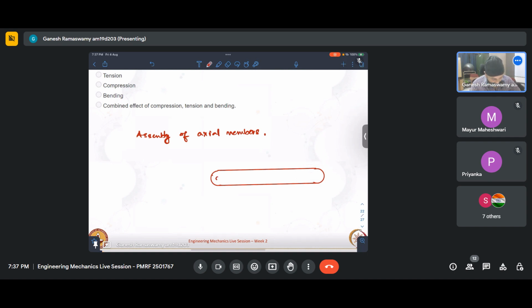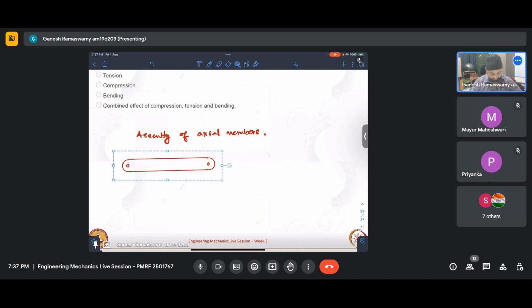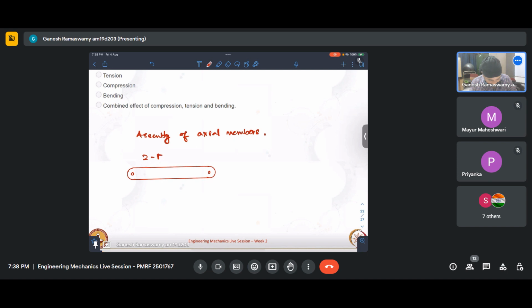Okay, and I have a link like that. So this is a member which can take only axial force. So this is essentially a two force member. Two force member is also known as an axial member. Iska matlab ye hai ki ya to fir ye tension le sakta hai ya fir compression.